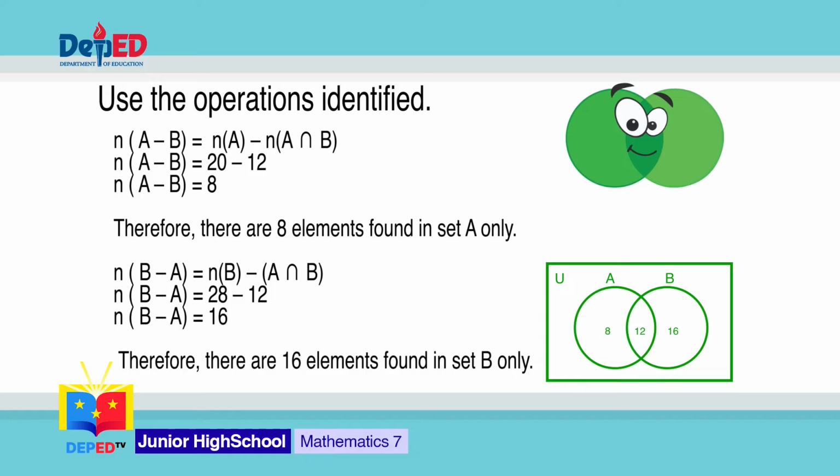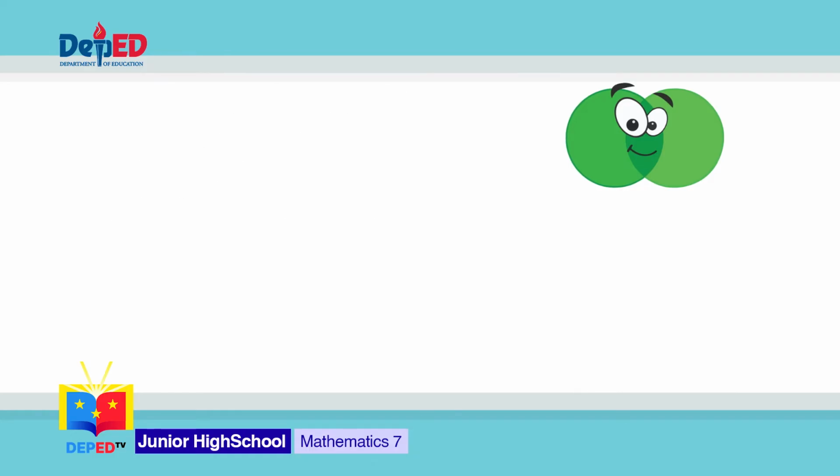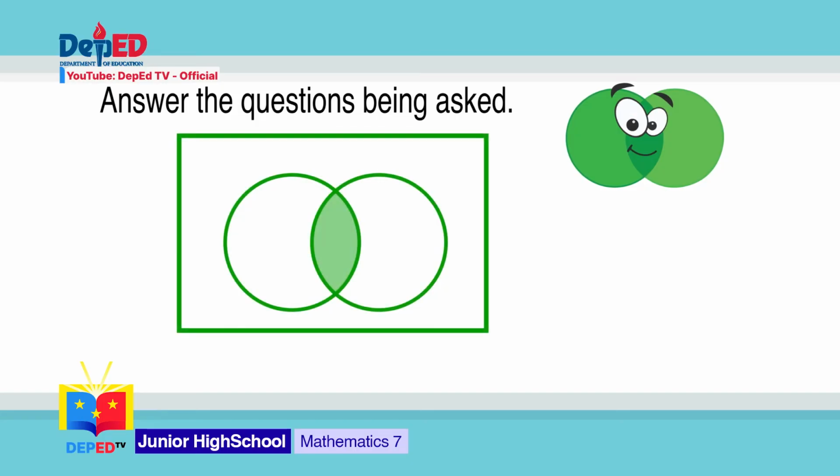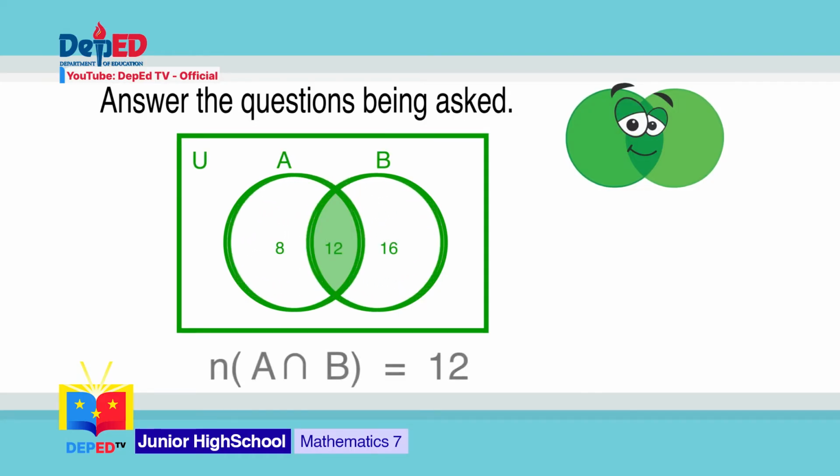Now, we can already do the final step, which is answer the questions being asked. In the Venn diagram, the area in question is the region where circles for set A and set B overlap. Our final answer is therefore, the cardinality of the set representing A intersection B is equal to 12.